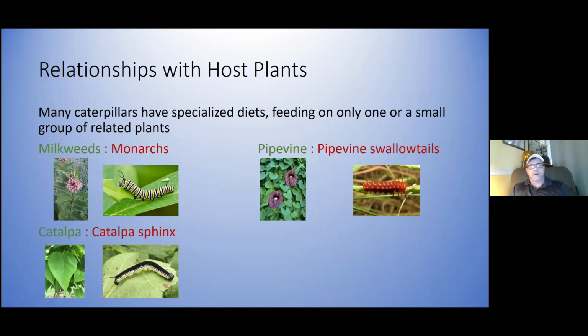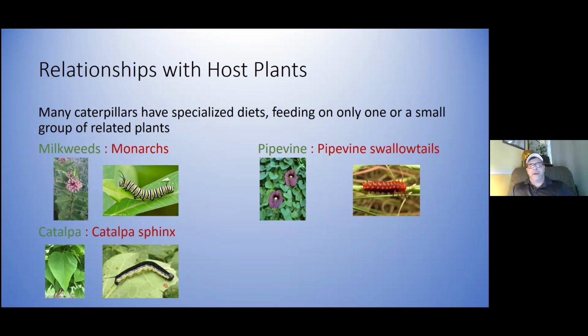This one's a darker one, but it's the same caterpillar species. And then if you're lucky enough to grow pipevine, Aristolochia, which is another native plant, there are pipevine swallowtails that are found on this as well, right? So these are really specialized. They're only found on these individual specific host plant species.